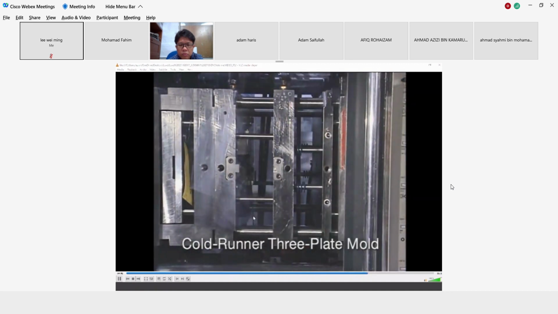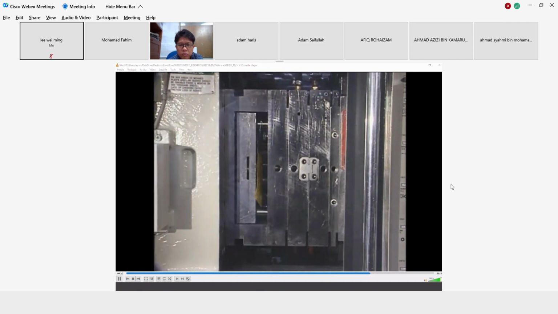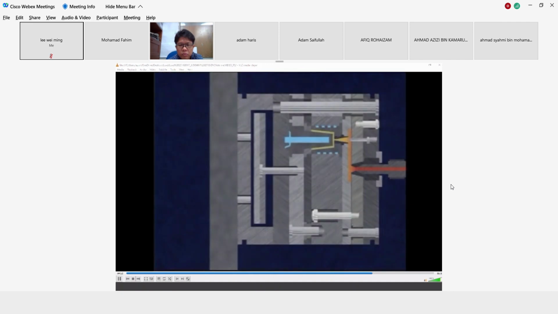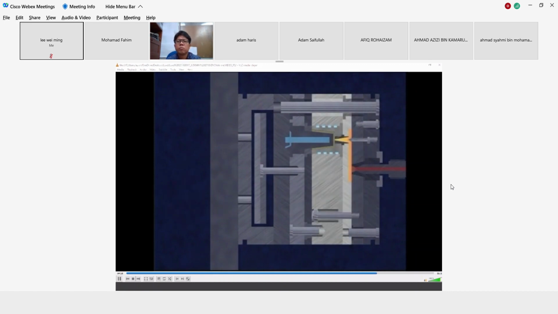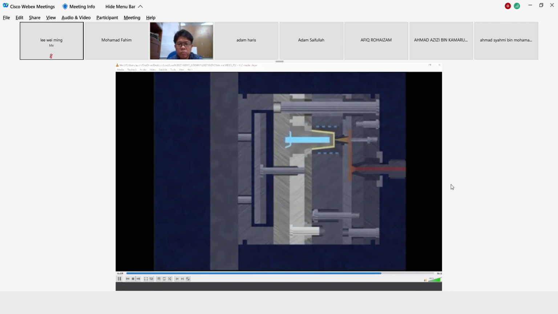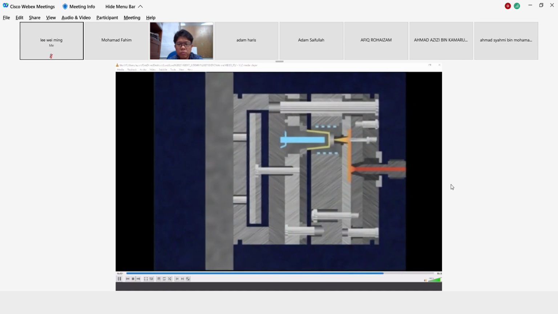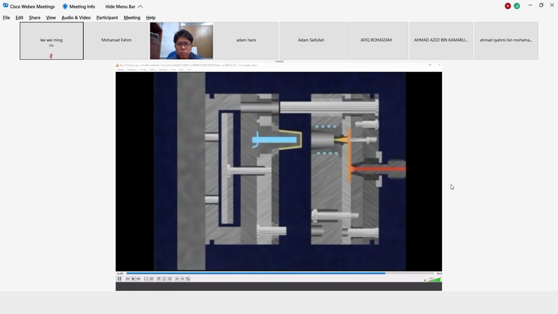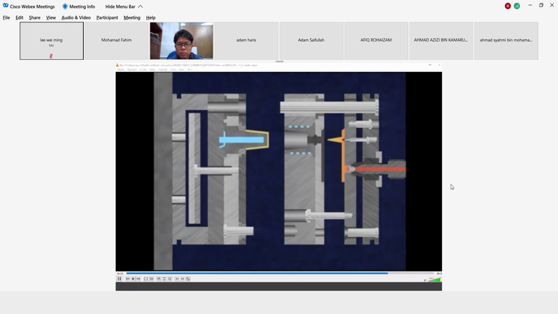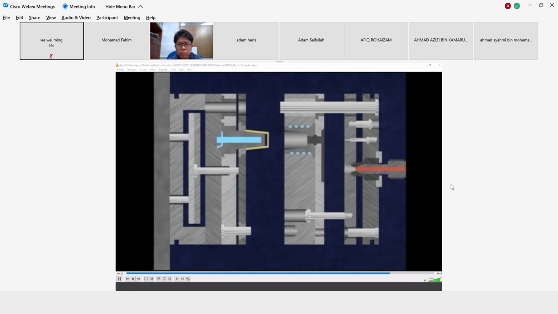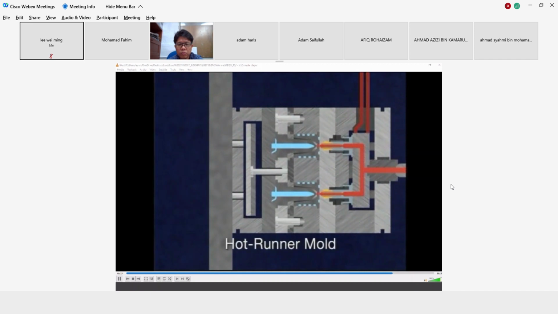The Cold Runner 3-plate mold uses 3 plates to mold the part. These plates include the stripper plate, which contains the sprue, the middle or cavity plate, which holds the cavity, runner, and gate, and the movable plate, which holds the molded part. This type of Cold Runner mold design automatically separates the runner system from the part as the mold opens and is very easy to automate. The Hot Runner mold uses an electrically heated manifold that keeps the molten thermoplastic in the runners at the same temperature as the heating cylinder.